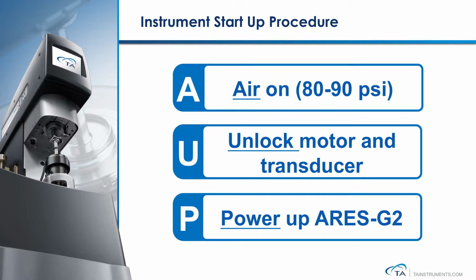Following the Getting Started guide, first make sure the air is connected and set to 80 to 90 psi. Then unlock the motor and transducer. The third step is to turn the power on.